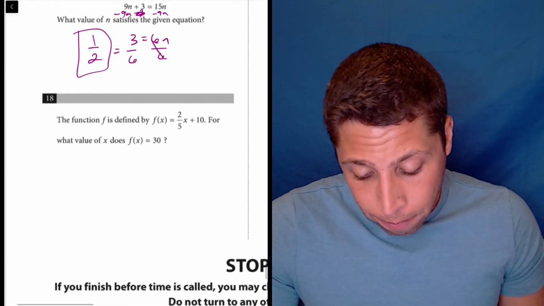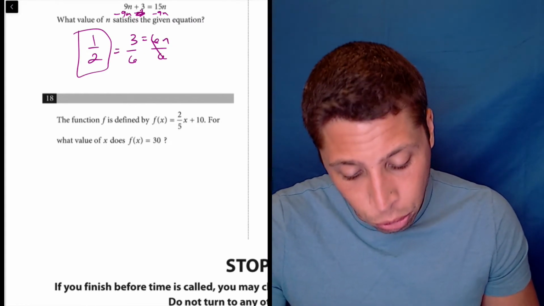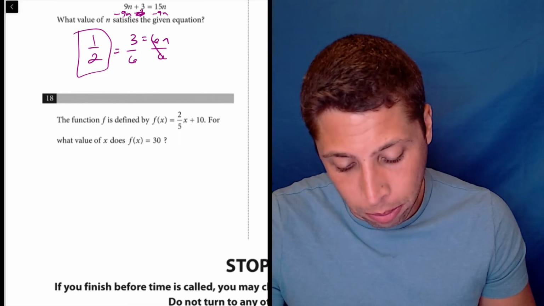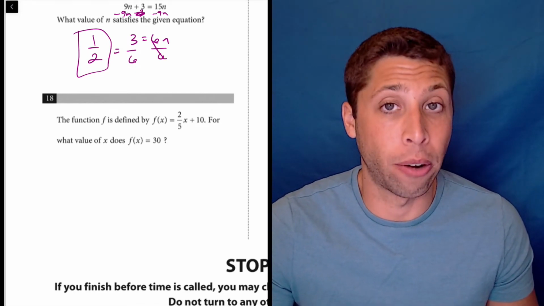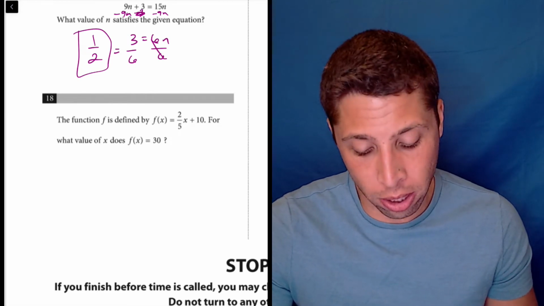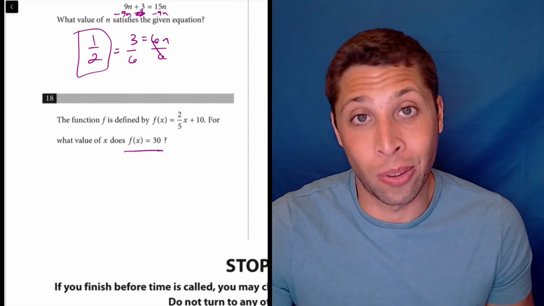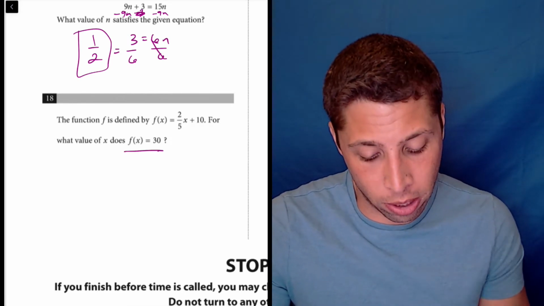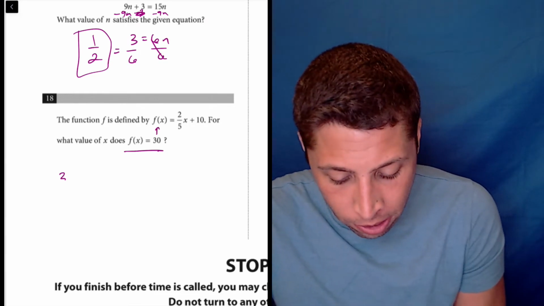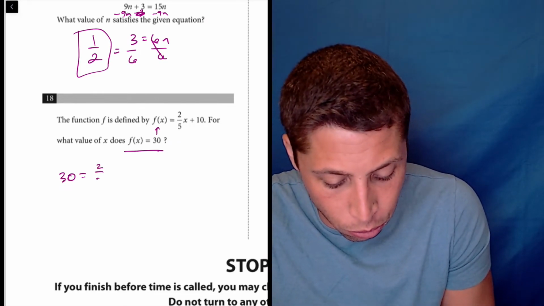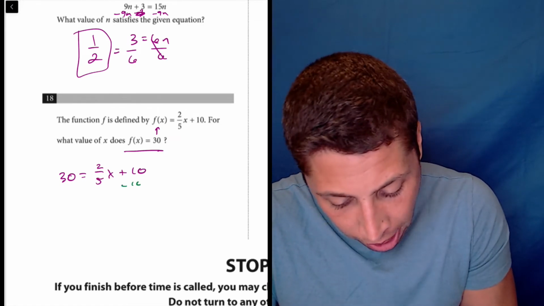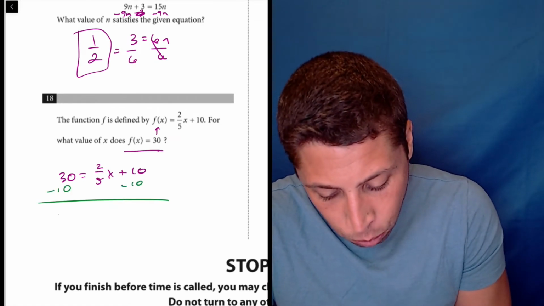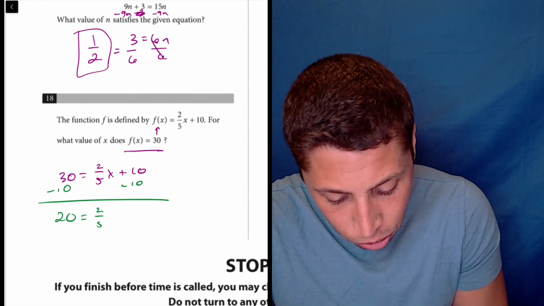Don't leave these behind. The function f is defined by f of x equals 2/5 x plus 10. For what value of x does f of x equal 30? So we need to know how to read this function notation. So what they're telling us then is that the y value is 30. So that's going to go in right here. So 30 is equal to 2/5 x plus 10. Let's subtract 10 from both sides. We get that 20 is equal to 2/5 x.